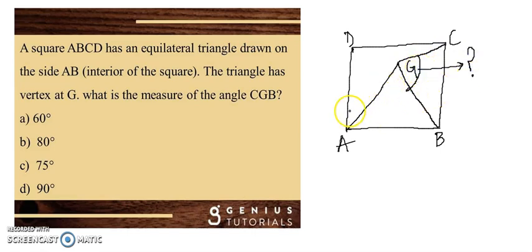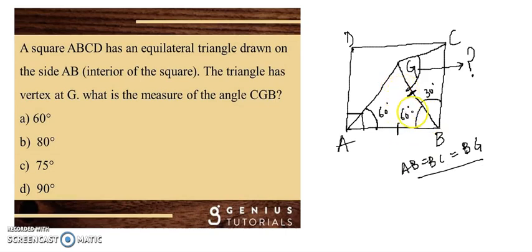Now it is known that this angle is 90 degrees, and if it is an equilateral triangle, this angle is 60 degrees. So this angle is also 60 degrees, and this angle will be 30 degrees. Now AB is equal to BC, which is equal to BG, because an equilateral triangle has all sides equal. So these two sides, BC and BG, are equal, and if these two sides are equal, then the opposite angles are also equal, and the sum of those angles is 150. So we can say that each angle is 75 degrees. Very simple question. So 75 degrees is your correct answer, and option C is your correct option.